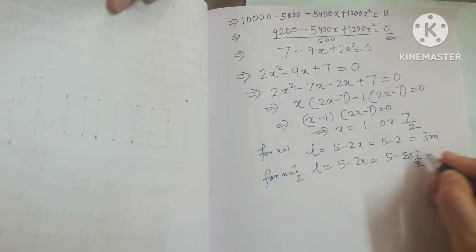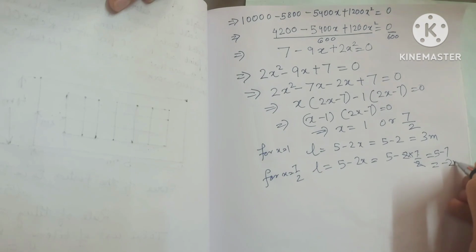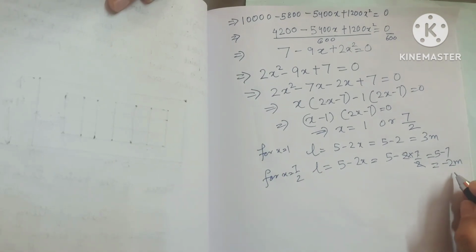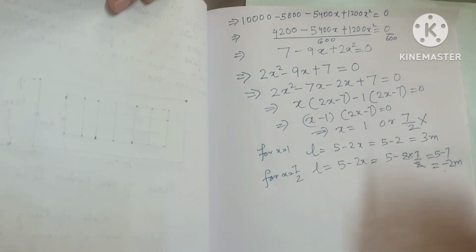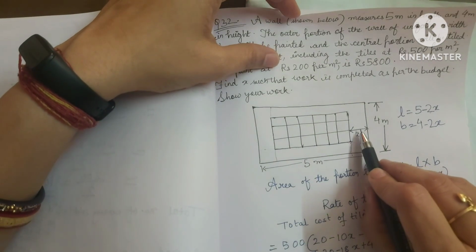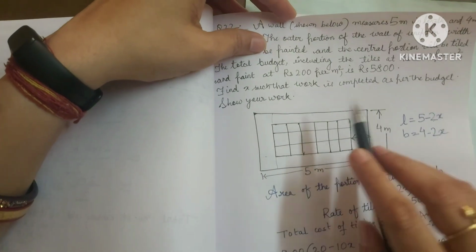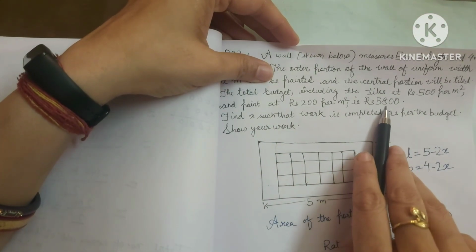If I write here 7 by 2, what will happen? The 5 minus 7, what is left with 5, after cancelling out the 2, minus 2 m. Can the boundary wall have any length as a negative integer? Impossible. So x equal to 7 by 2 is not the correct answer. We can prove it like this. So what will be the width of this wall? It should be 1 meter for the entire budget to come up to 5,800.